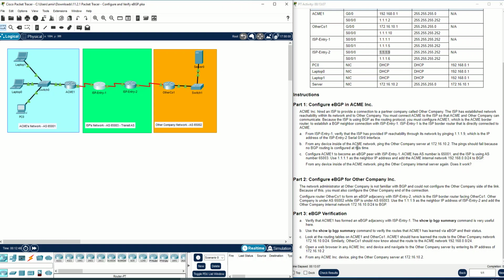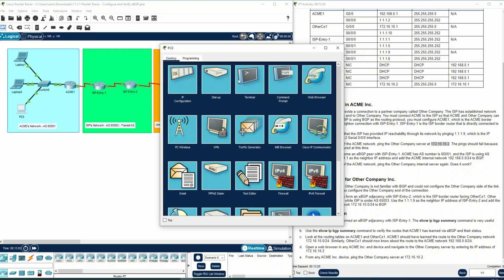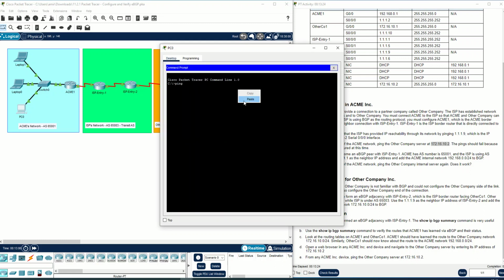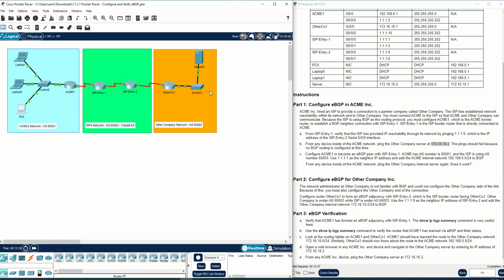From any device inside the ACME company network, ping the other company's server. This is the IP address of Server 0 here. For example, from PC 0, we want to verify and investigate whether we can ping or not. You can see destination host unreachable. We cannot reach this network, and we need to have a routing protocol because we have some devices here, some routers that work at layer 3, and we need a routing protocol. But we cannot use EIGRP or RIP or OSPF between two AS, as I mentioned.